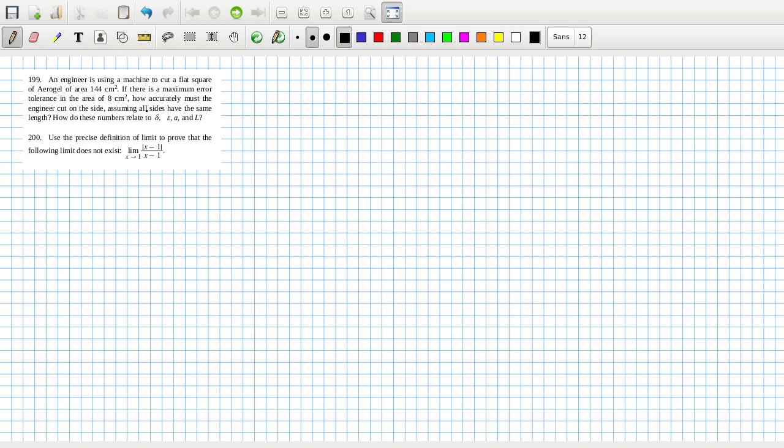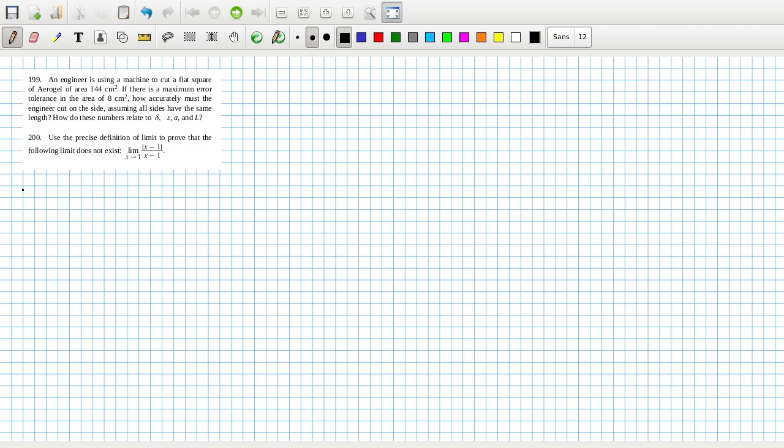Okay. An engineer is using a machine to cut a flat square of aerogel. Oh, that's the NASA material, isn't it? Of 144 centimeters squared. If there is a maximum error tolerance in the area of 8, how accurately must the engineer cut on the sides, assuming all sides have the same length?